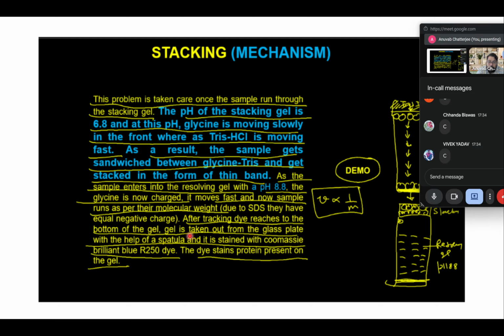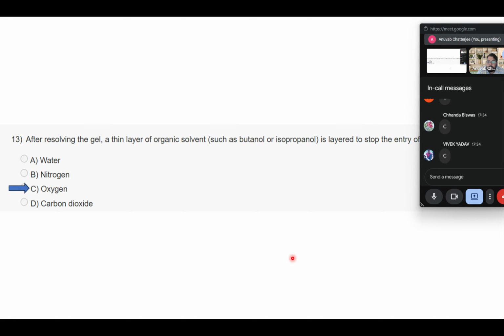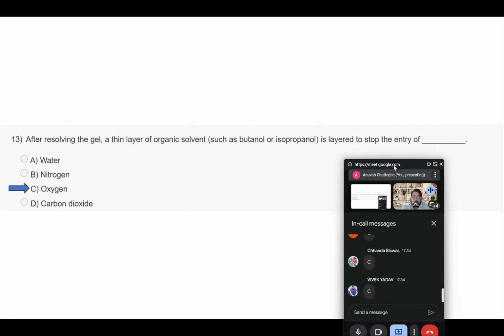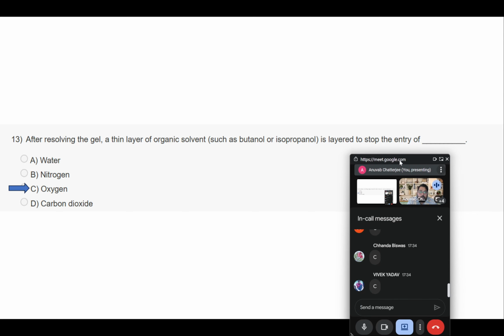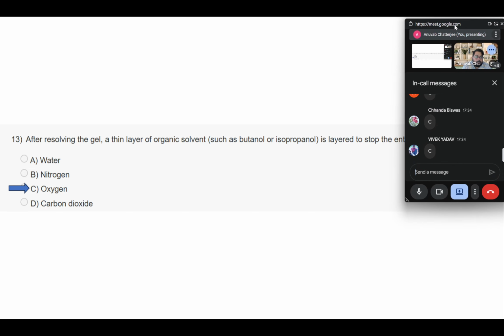After the tracking dye reaches the bottom of the gel, it can be taken out from the glass plate using a spatula and stained with Coomassie Brilliant Blue R250 dye, which stains all the proteins, and you then should see bands like this. The dye stains all the proteins on the gel. So this is why you need a stacking and a resolving gel. After pouring the resolving gel, a thin layer of organic solvent such as butanol or isopropanol is layered to stop the entry of oxygen.